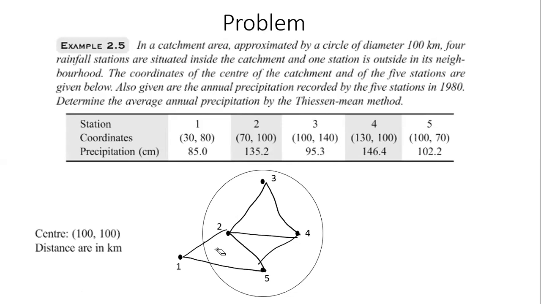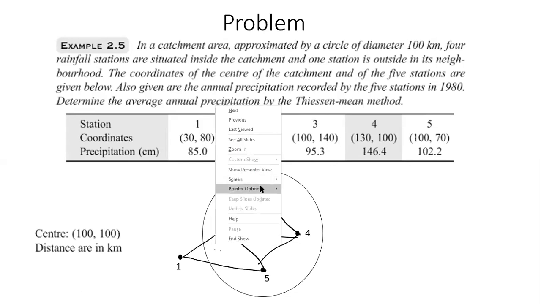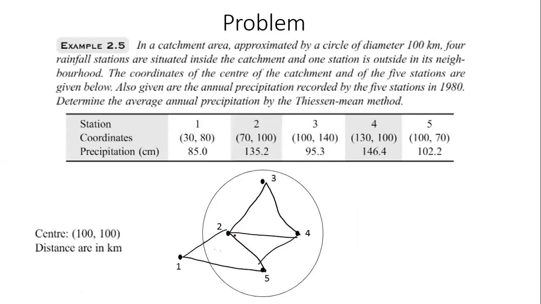Sir, you can form the 1, 2, 3 triangle also. I can form what? Triangle 1, 2, 3. No, we won't do that. I'll tell you why.